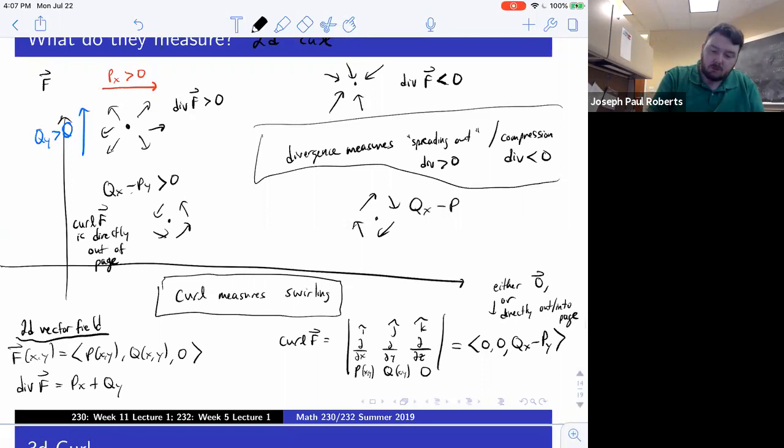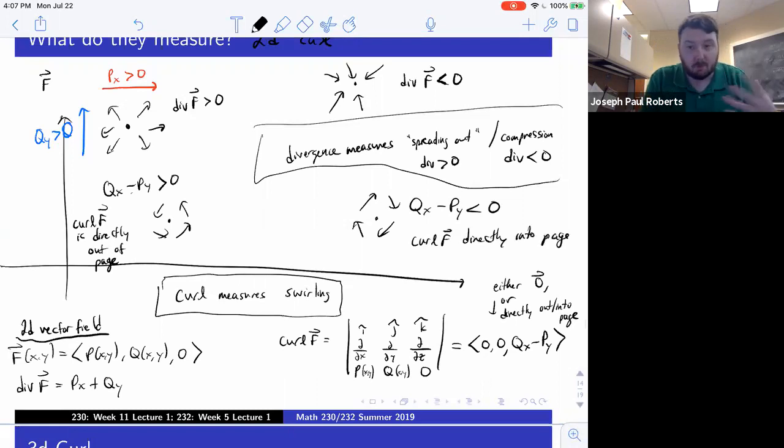Clockwise swirl corresponds to directly in. So again, remember, curl is a vector. So we can't really talk about whether curl is positive or negative. That doesn't make sense. We can talk about whether that third component is positive or negative. And then that tells us whether or not the vector curl F points into or out of the page. And that's the idea.